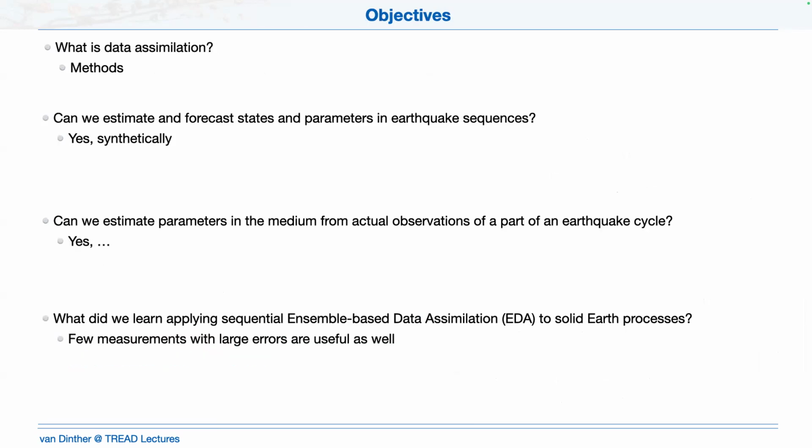So now let's look at earthquake problems here. I will first go into a bit more on the methods of data assimilation. And then I will discuss if we can estimate stress at the fault. Can we forecast earthquakes? Yes, we can, but in synthetic models so far, it's very simplified. And then what I think I will skip mostly is estimating the parameters in a subduction zone from observations before and after the earthquake. And then, in more generalizing things, what can we learn from data assimilation methods for solid earth processes?